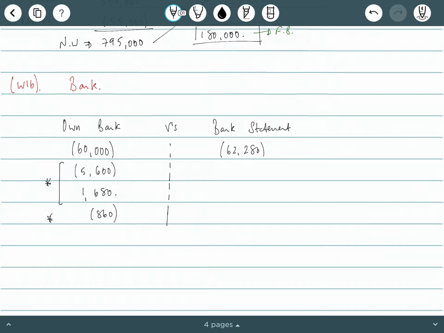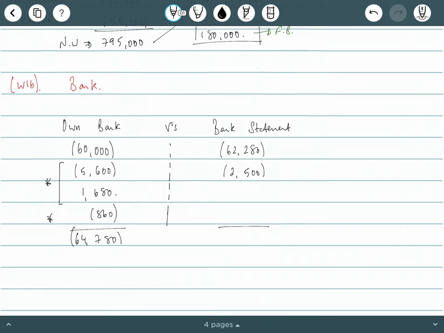Okay, a check for fees for 2,500 issued to a director has not been presented for payment. So that means that's simply an additional 2,500 that the bank is not aware of. Okay, let's see if these two add up. All right, so we've got a negative 60,000 to start on our own bank account. We minus 5,600 from that, we'll add the 1,680 and we'll minus 860 from that. Okay, and we get 64,780 as an overdraft.